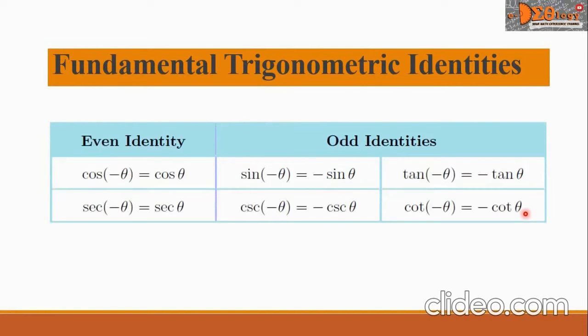The even-odd identities relate the value of a trigonometric function at a given angle to the value of the function at the opposite angle. The first identity is the cosine of negative theta is equal to cosine theta. Second, the secant of negative theta equals secant theta. Third, the sine of negative theta equals negative sine theta. The fourth, cosecant of negative theta equals negative cosecant theta. Fifth, tangent of negative theta equals negative tangent theta. And the last, cotangent of negative theta equals negative cotangent theta.